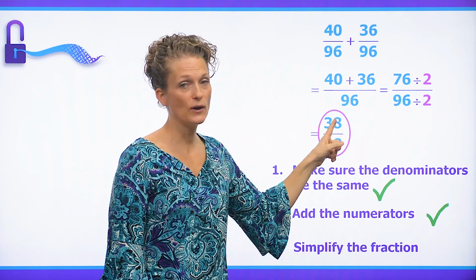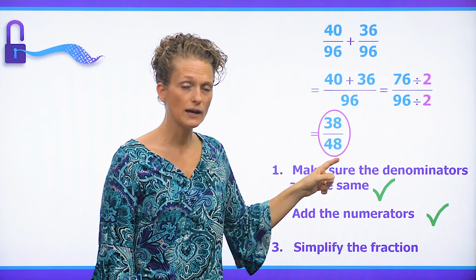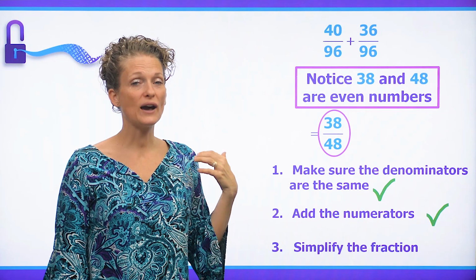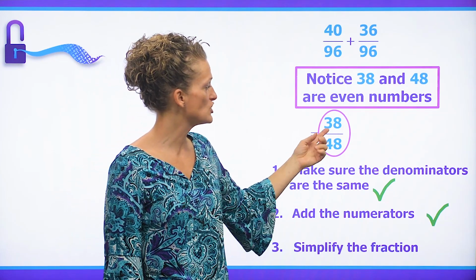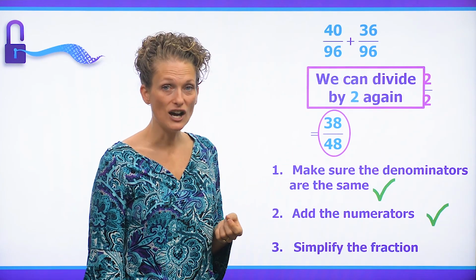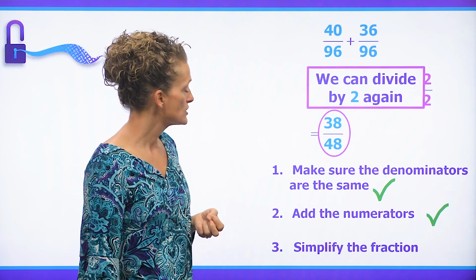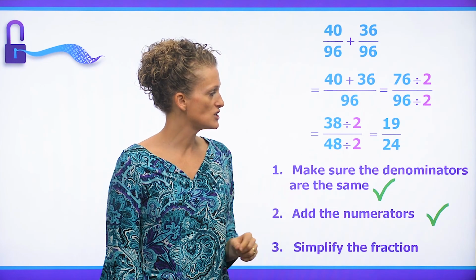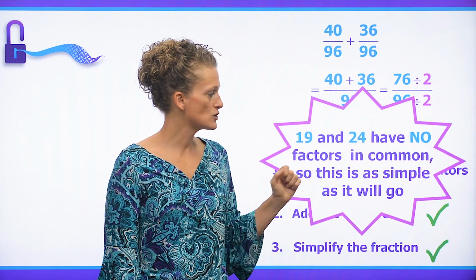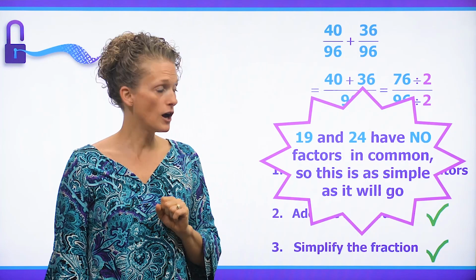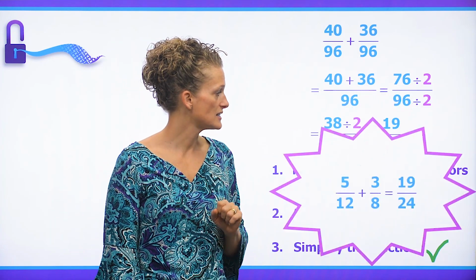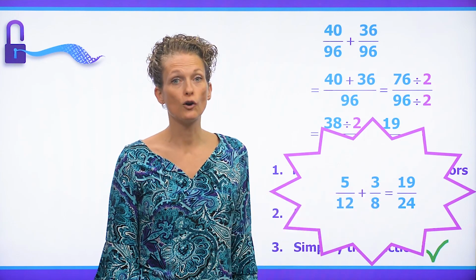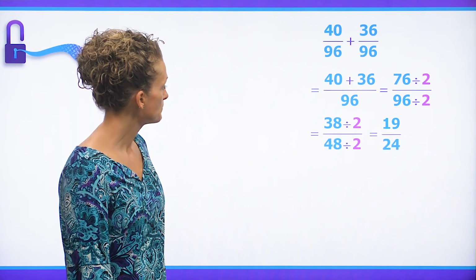Well, again, you have to look at the fraction you end up with and notice that these are still even numbers. So we're going to have to divide each of them by 2 again, because it is not yet as simple as it will go. So we divide by 2 again. 38 divided by 2 is 19. 48 divided by 2 is 24. 19 and 24 have no factors in common, so this is as simple as it will go. So 5 over 12 plus 3 over 8 equals 19 over 24.